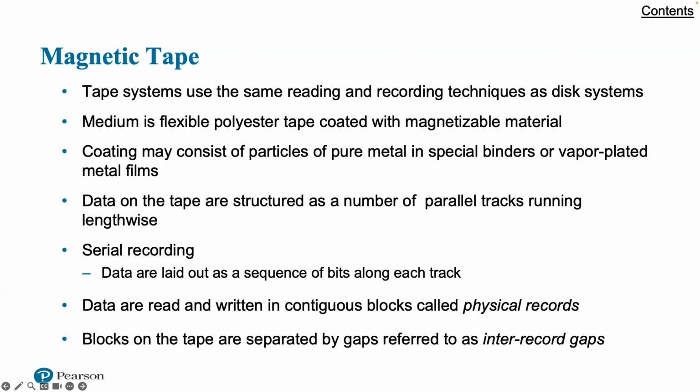The recording of data in this form is referred to as parallel recording. Most modern systems instead use serial recording, in which data are laid out as a sequence of bits along each track, as done with a magnetic disc. As with the disc, data are read and written in contiguous blocks called physical records on a tape. Blocks on the tape are separated by a gap referred to as an inter-record gap. As with the disc, the tape is formatted to assist in locating physical records.